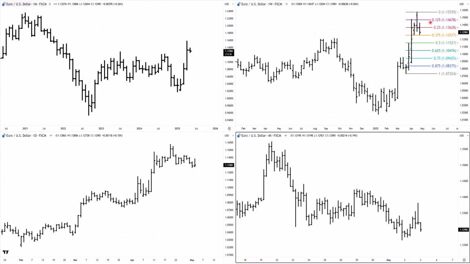The pattern here looks very similar to the British pound, except we have on the weekly chart had that little bit of a pullback here, about a 37.5% retracement.